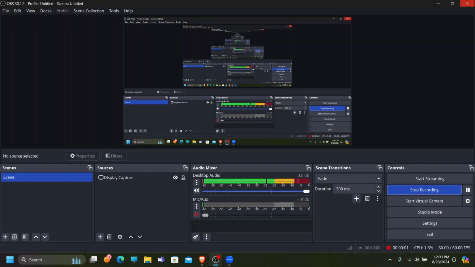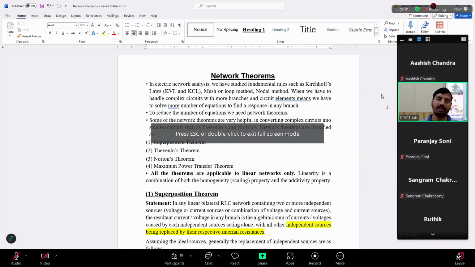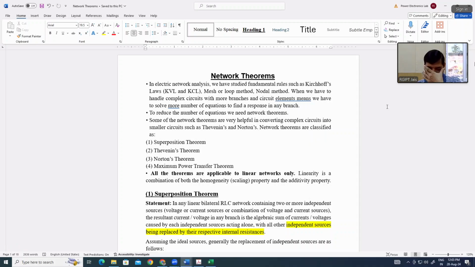Application of KVL, KCL, node analysis and mesh analysis, or the node method and mesh method. Also, we have seen some special cases of circuits where we can apply the super mesh and super node. Okay, so the next topic is network theorems. We will first see why we use network theorems. What are the applications of network theorems?